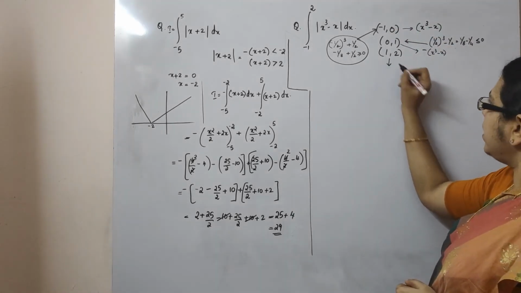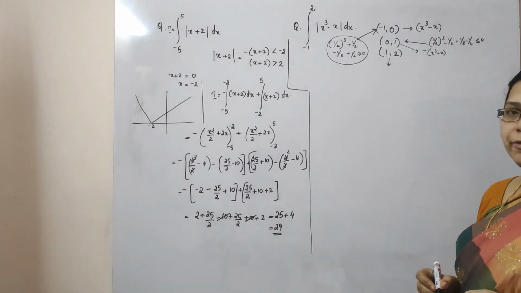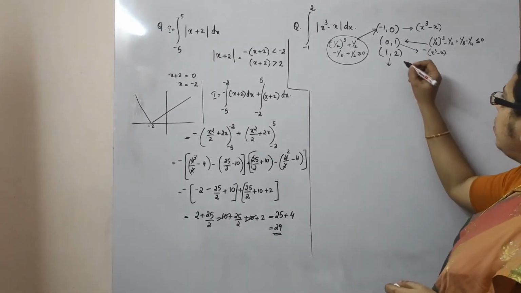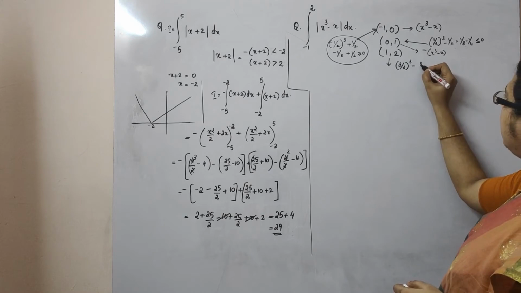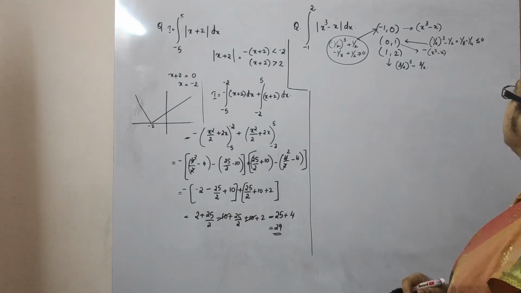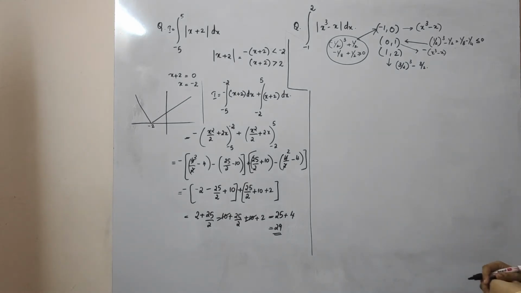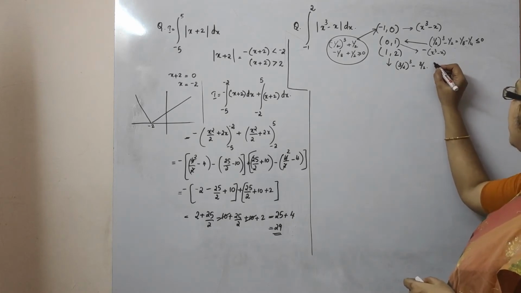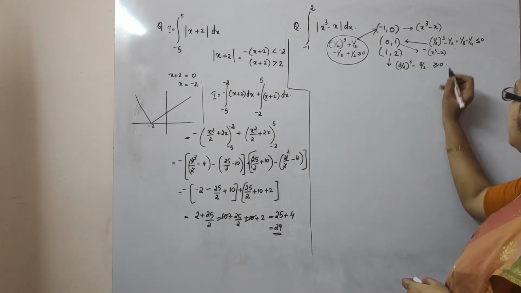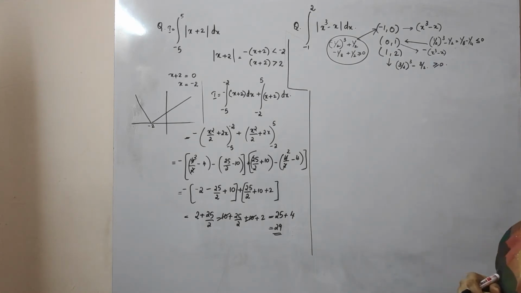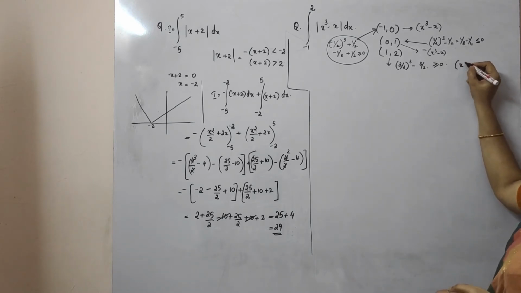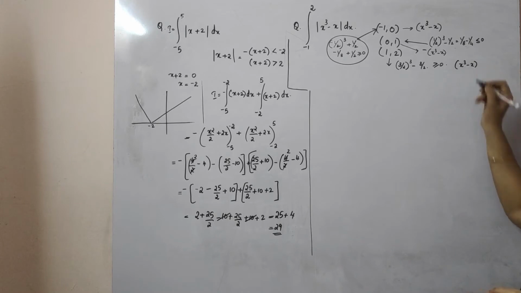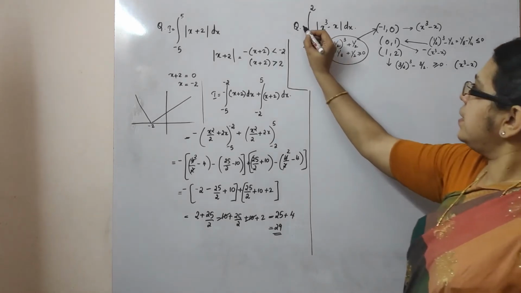Now take a value here, 1.5, 3 by 2. Now 3 by 2 the cube minus 3 by 2. This value will also be greater than or equal to 0. Isn't it? That means here the expression will be x cube minus x, that is, this expression will be positive. So how can I write this integrand?